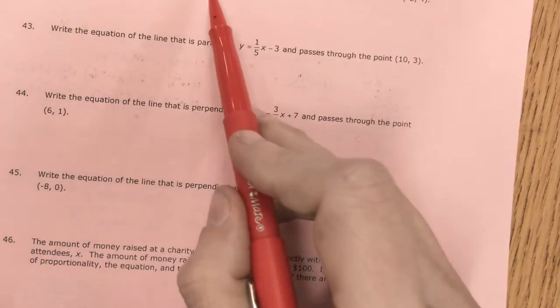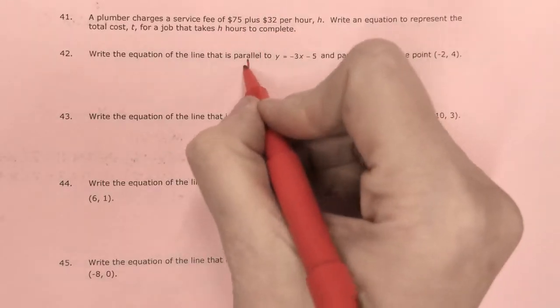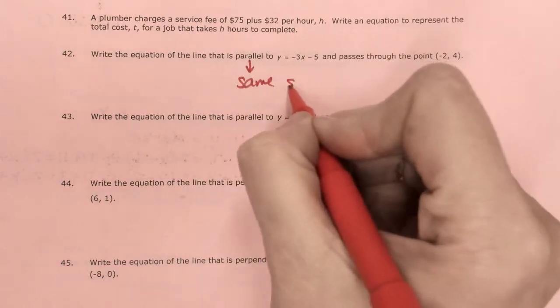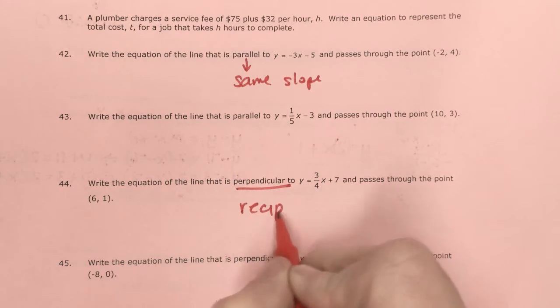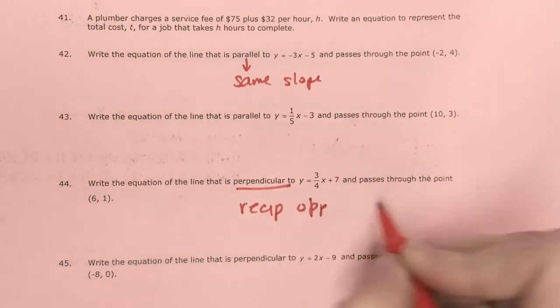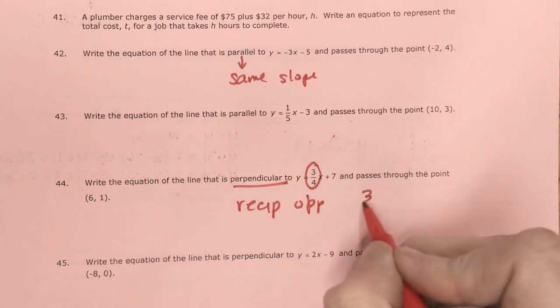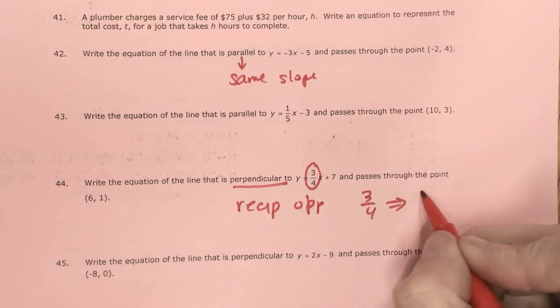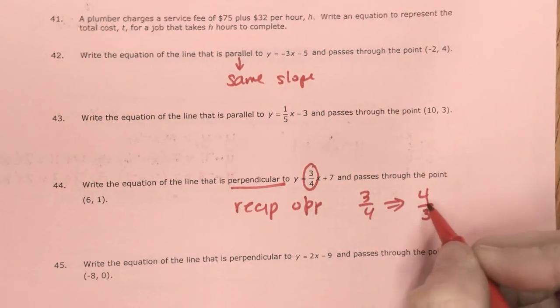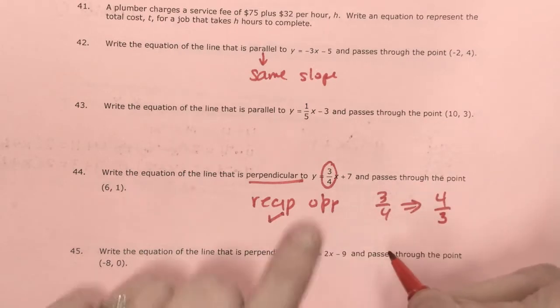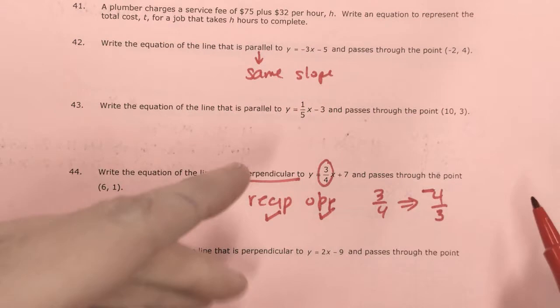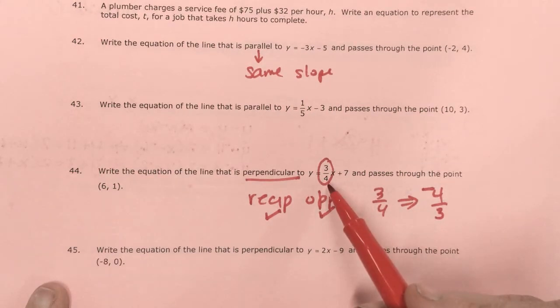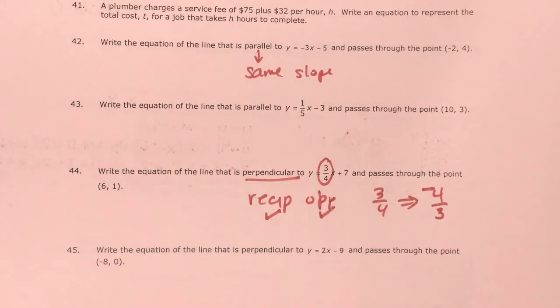Remember, when we see the rest of these problems, over here we have the equation of a line that's parallel. Remember, parallel means same slope. Perpendicular means reciprocal, opposite slope. So my slope is 3/4. I'm going to flip the fraction, that's my reciprocal, and then flip the sign, that's my opposite. So when they give me multiple choice answers, I'm looking for the one that has negative 4/3 as my slope.